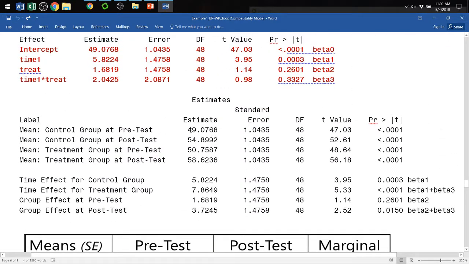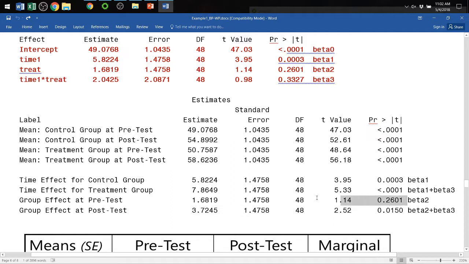So now I have my predicted means for any time for any group, as well as my time effects. So here's my time effect for the control group that the model gave me directly is beta 1. Here's beta 1 plus the interaction term beta 3, which gives me the 7. Here's beta 2, and here's beta 2 plus beta 3. So now I have the whole story.